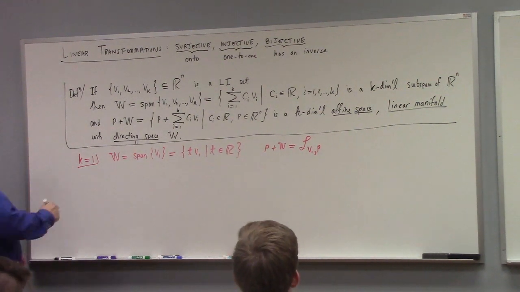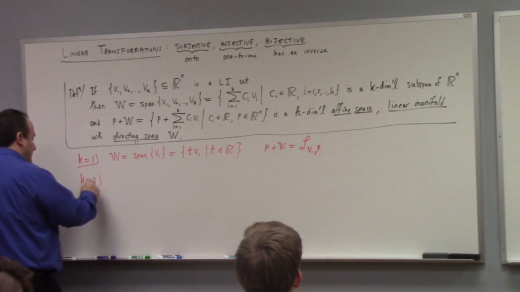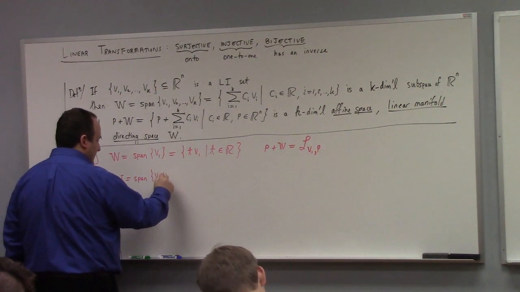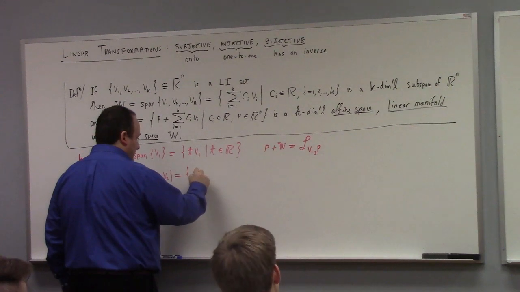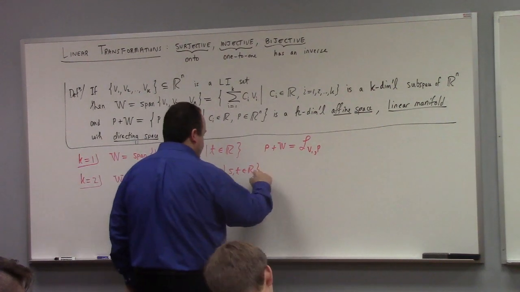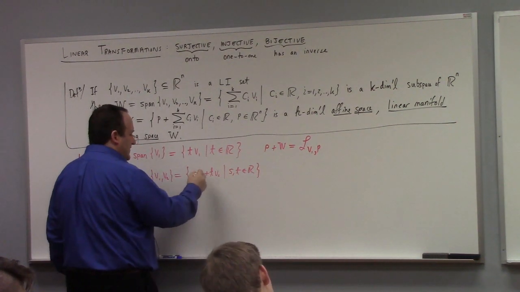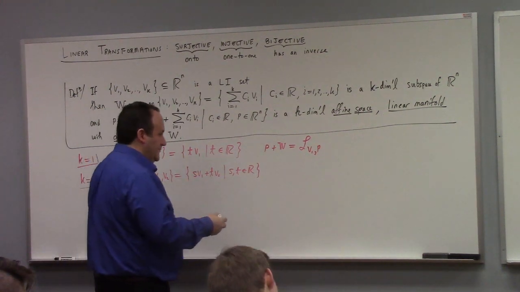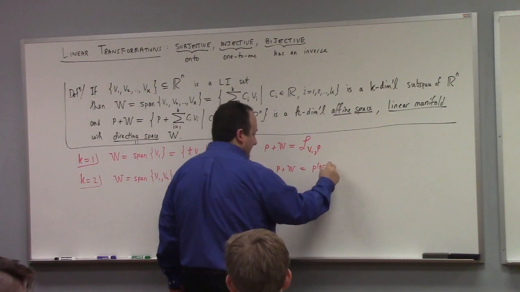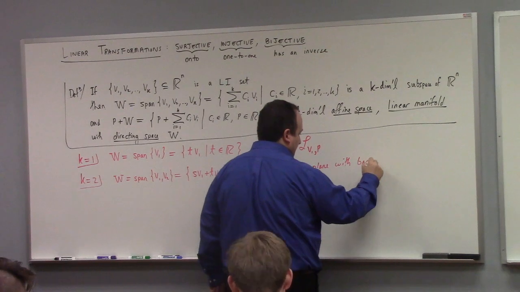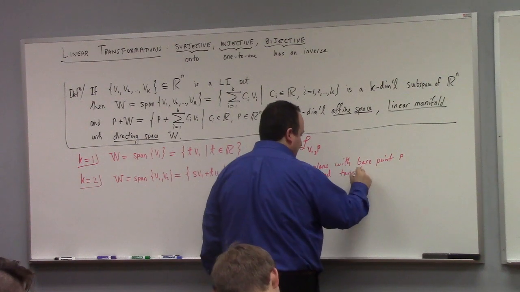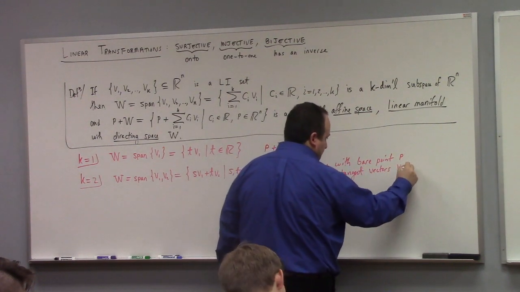How about k equals 2? What do you got? You'd have W is the span of two things, right? What are those two things? Something like s v1 plus t v2, such that s and t are real numbers. Or perhaps I could use u, but u and v look too much like my v's. I'll keep with the s and the t. And then P plus W, I don't have a name for it, but it's the plane with base point P and tangent vectors v1 and v2.